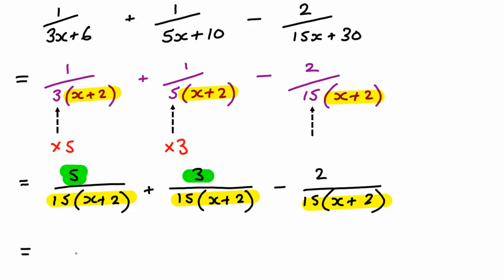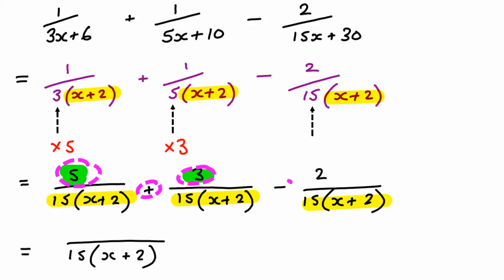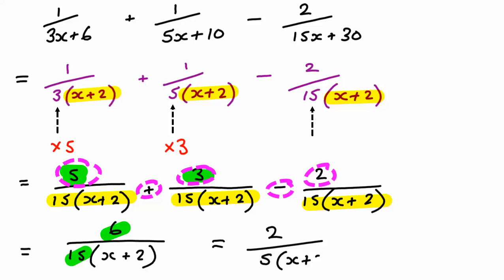So as we approach the answer, the denominator is definitely going to be 15 times x plus 2, and the numerator is just 5 add 3, which is 8, take away 2 is 6. Now we're almost there, and we notice that that and that are in the 3 times table, so we divide both those numbers by 3, giving us 2 over 5 times x plus 2, and that's a fully simplified rational expression.